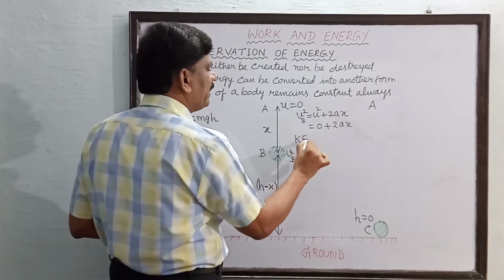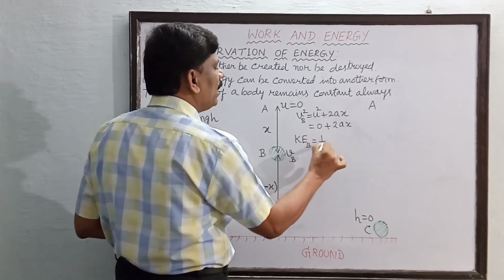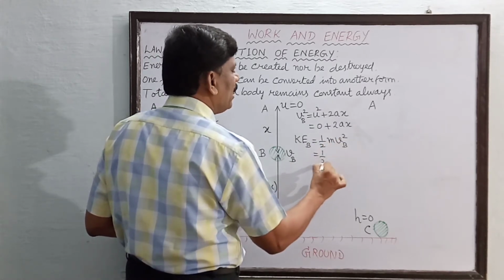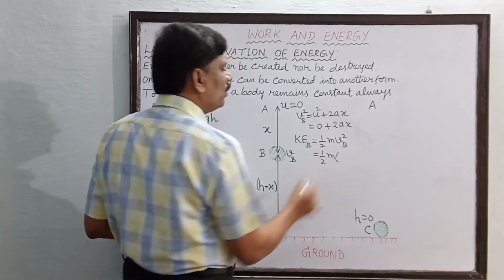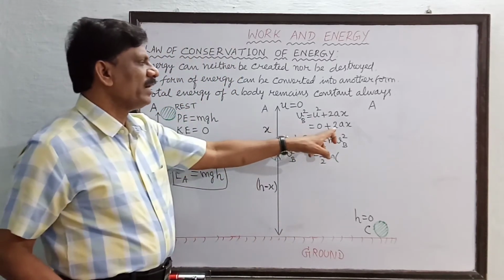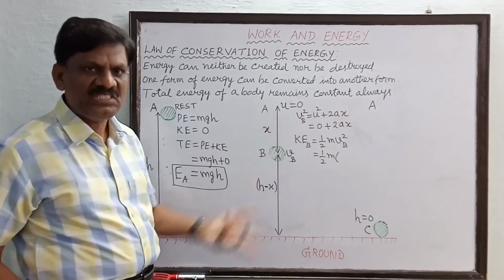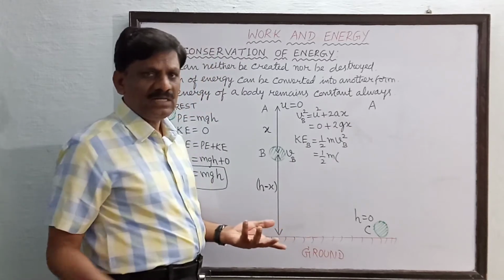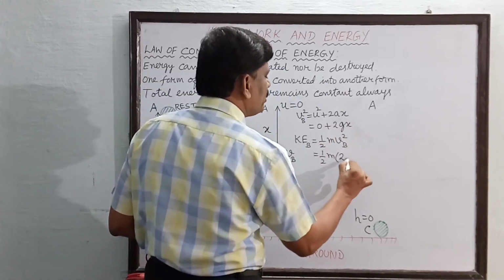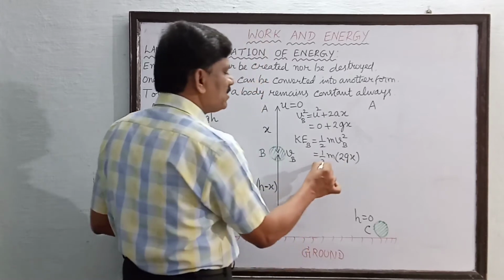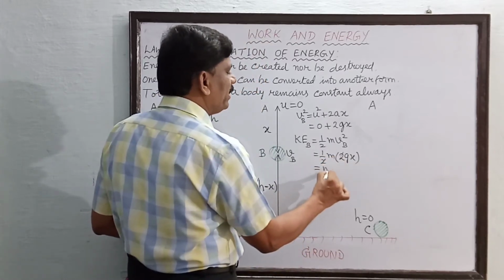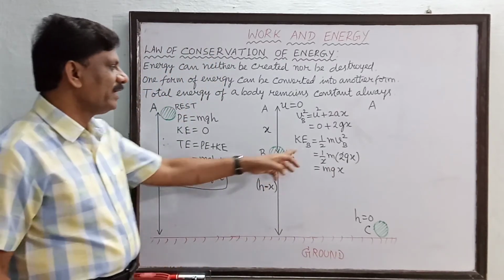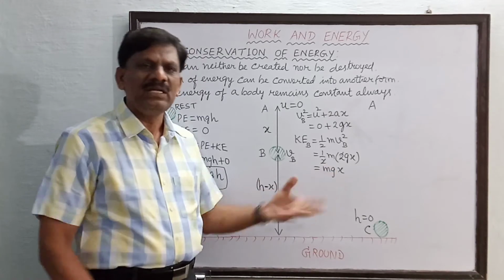Therefore, the kinetic energy of the body at B is equal to half into m into Vb square. So this is equal to half into m into, instead of Vb square I have to write 2ax, which is nothing but 2gx. I can write a as the acceleration due to gravity g. So instead of 2ax I can substitute 2g into x. This 2 and 2 get cancelled. The remaining will be equal to what? mg into x. Okay. So the kinetic energy of the body at B is equal to mgx.